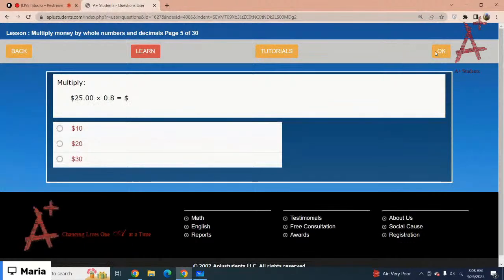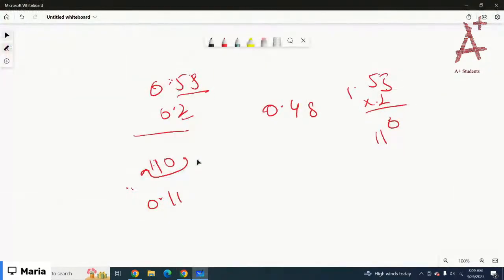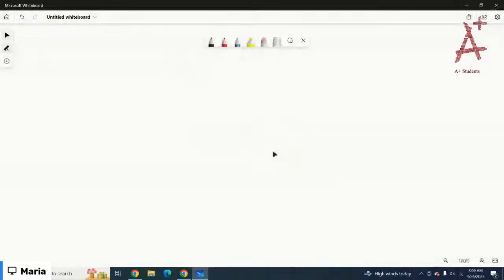Okay, the next one is 25 times 0.8. It would be 25 times 8. Let's just multiply 25 times 0.8. I'm going to multiply without the decimal point.